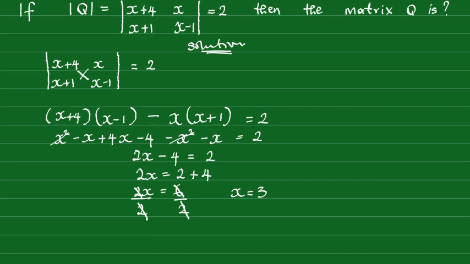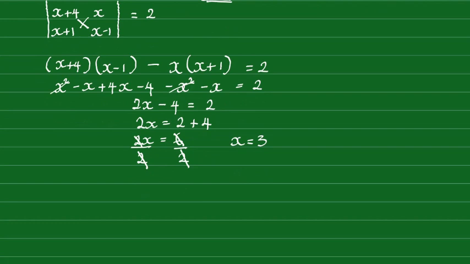Now, since we've gotten a value for x, recall that we have been asked to find the matrix Q. Hence, we proceed to input the value of x into the matrix that we're given. Therefore, what this implies is that Q is equal to, bracket open, in place of x now we put 3. So we have 3 plus 4, and we have 3. Then we have 3 plus 1. Then we have 3 minus 1, bracket close.